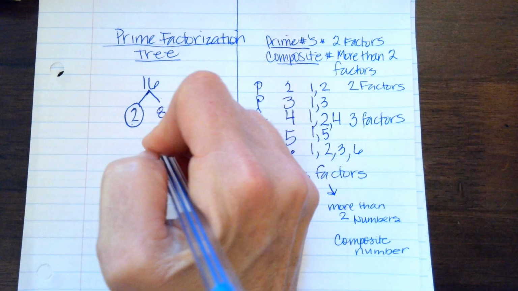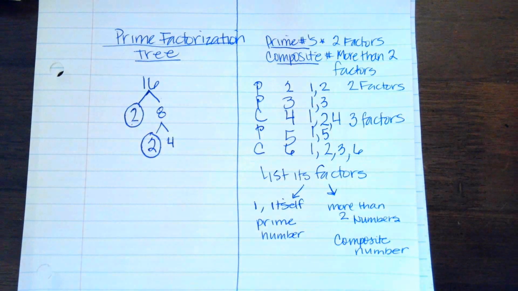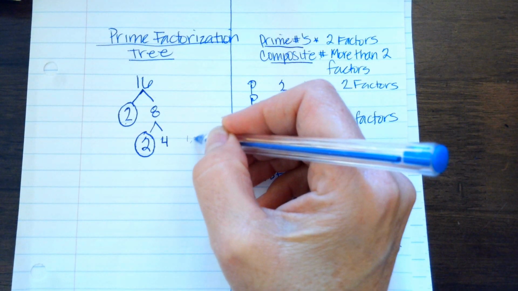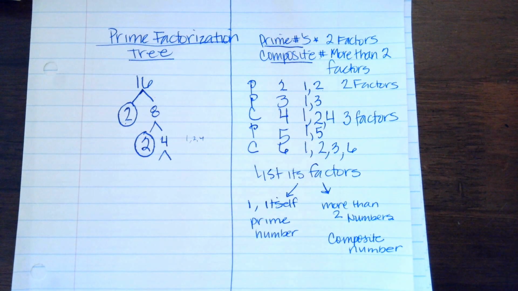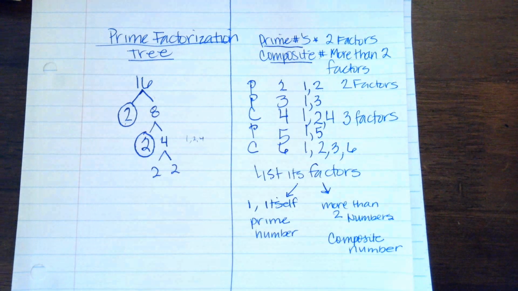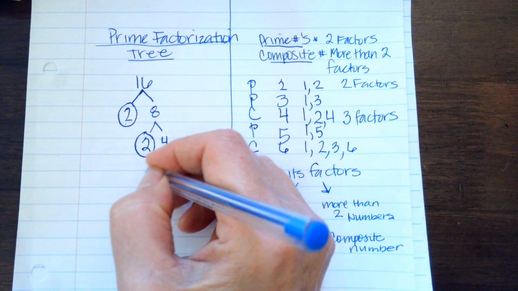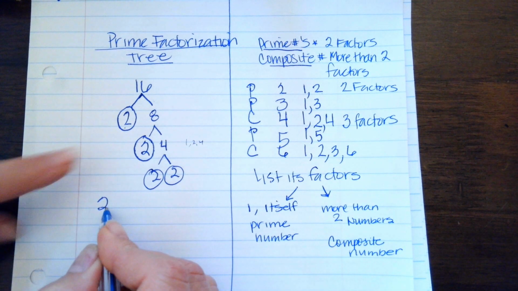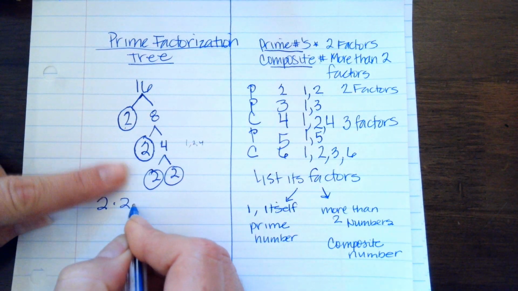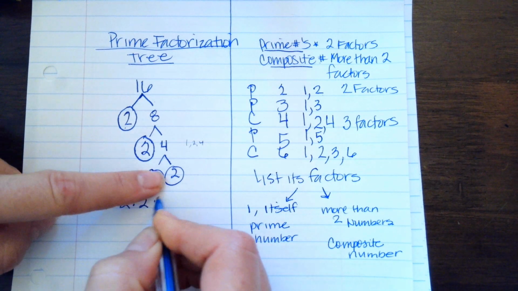Well, we know 2 is a prime number, so I'm going to circle that. Is 4 a prime number? No. And how do I know that? Because our factors of 4 are 1, 2, and 4. So I have to keep factoring it out. What are 2 numbers that when multiplied together equal 4? 2 and 2. We know these are prime numbers, so we have a 2 and a 2 and a 2 and a 2.